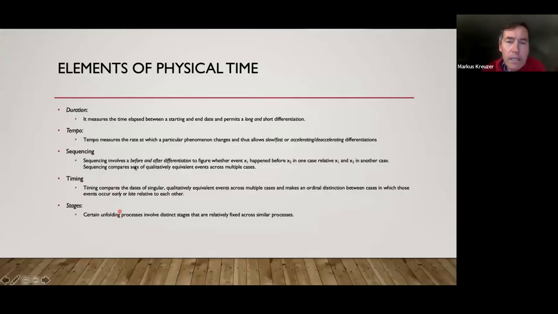So let me just quickly go over the elements of physical time again. Duration and tempo, I think, are pretty self-explanatory. Sequencing is a little bit trickier because the word sequencing has different uses and meanings. The use in comparative historical analysis is a little bit more technical. What it does is look at pairs of events across units of analysis and look at before and after differentiations.